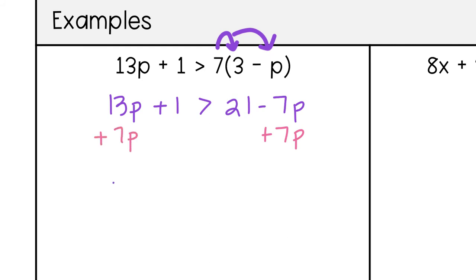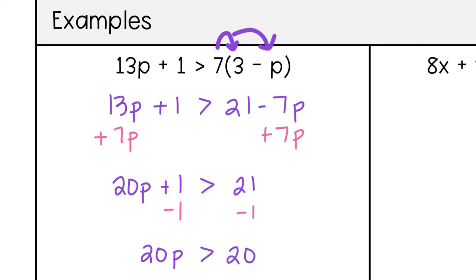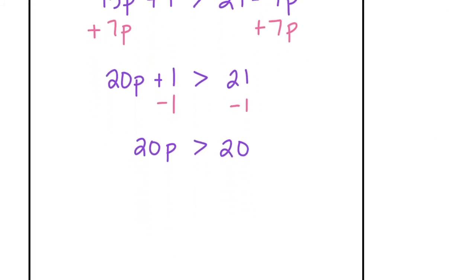So now I have 20p plus 1 is greater than 21. Now let's subtract the 1. That gives me 20p is greater than 20. And then last step is to divide by the 20. So p is greater than 1.